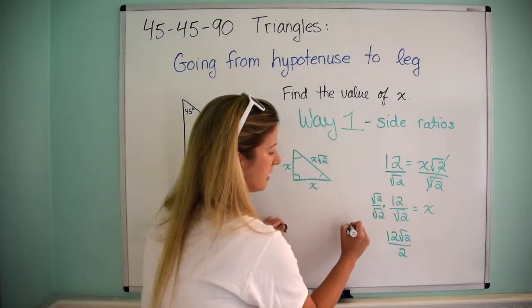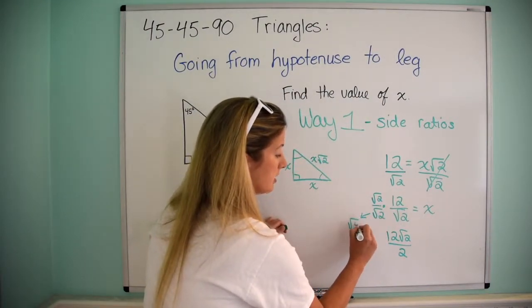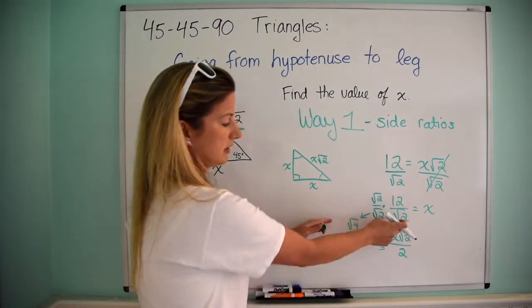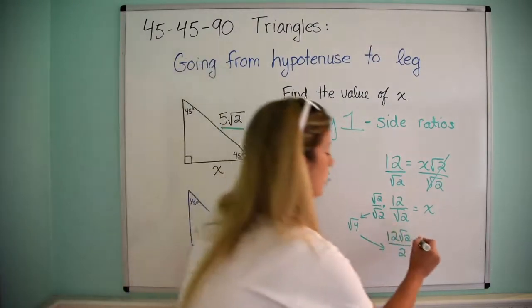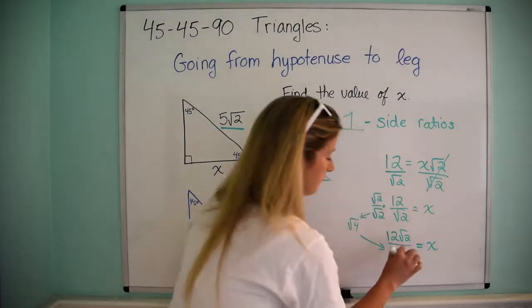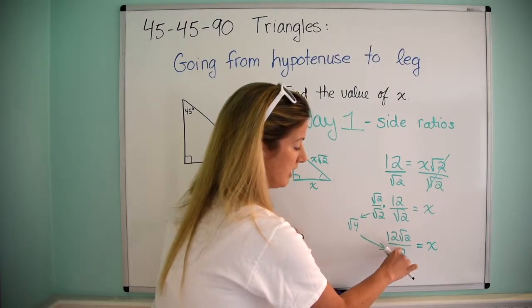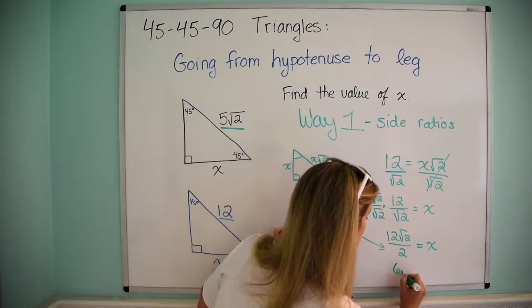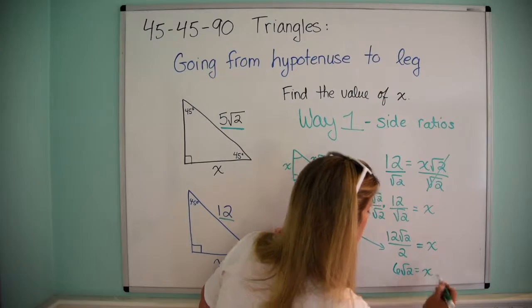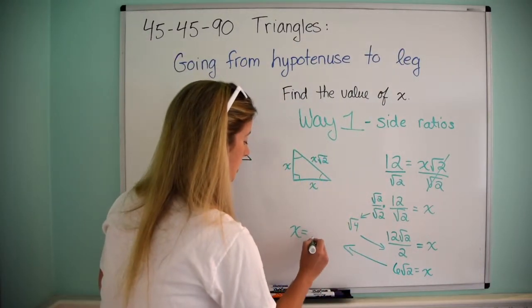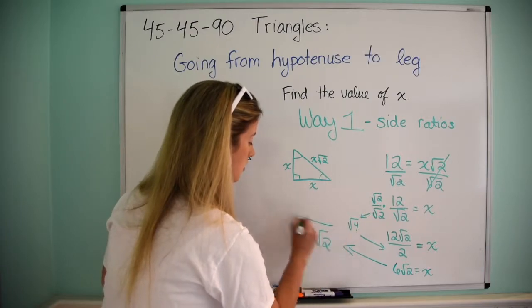If you needed that middle step, root 2 times root 2 is root 4, and then the square root of 4 is 2, so that would be the middle step. Perfect, and then we just need to simplify, so we can take 12 root 2 over 2, we can divide out a 2, so we are left with 6 root 2 equals x, and if we want to write it nice and big, I can come over here and just write x equals 6 root 2.